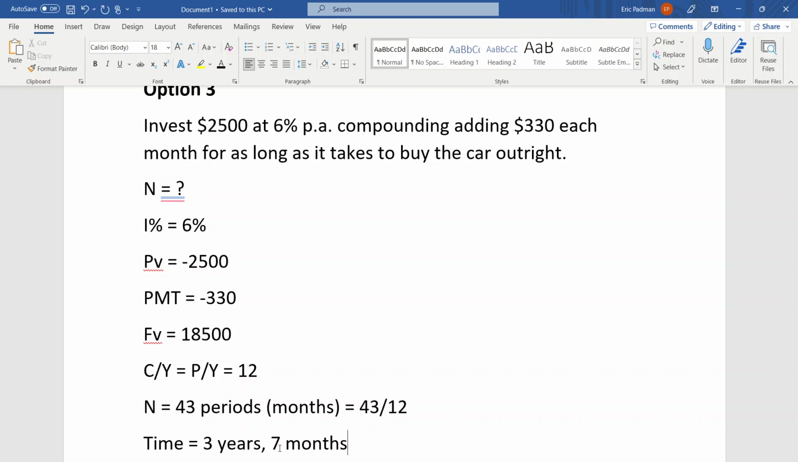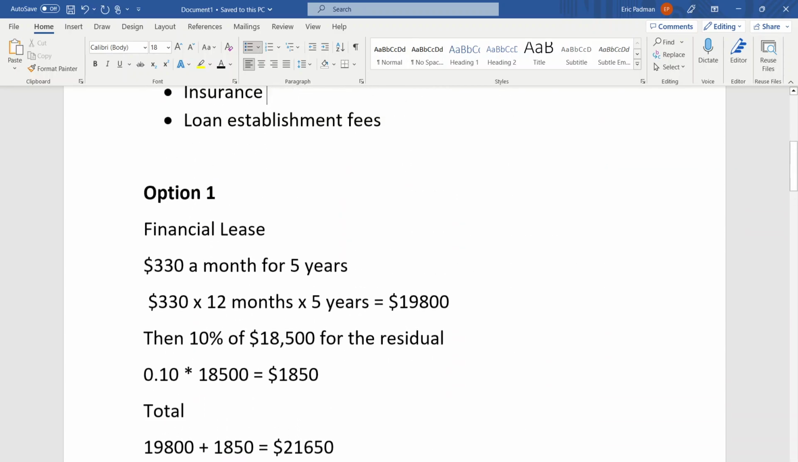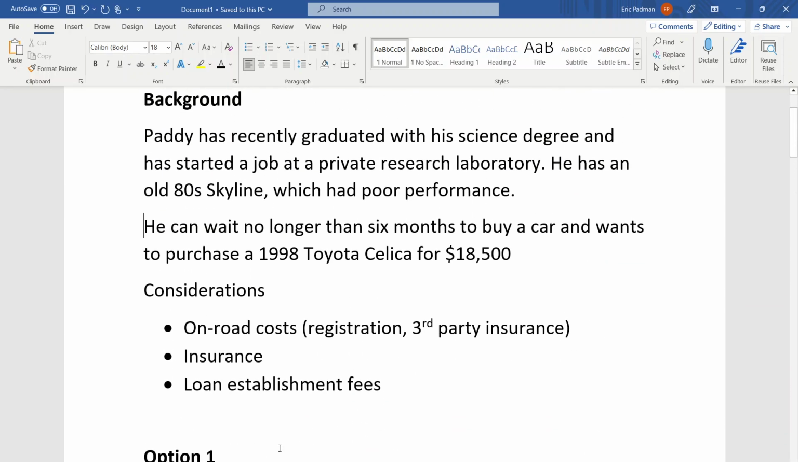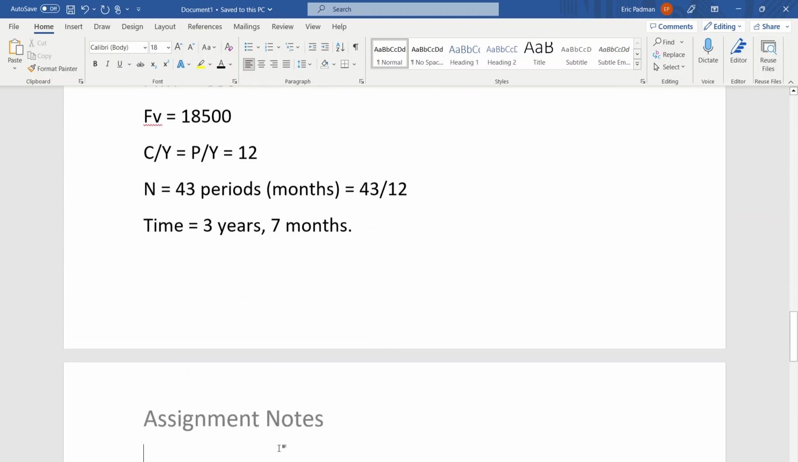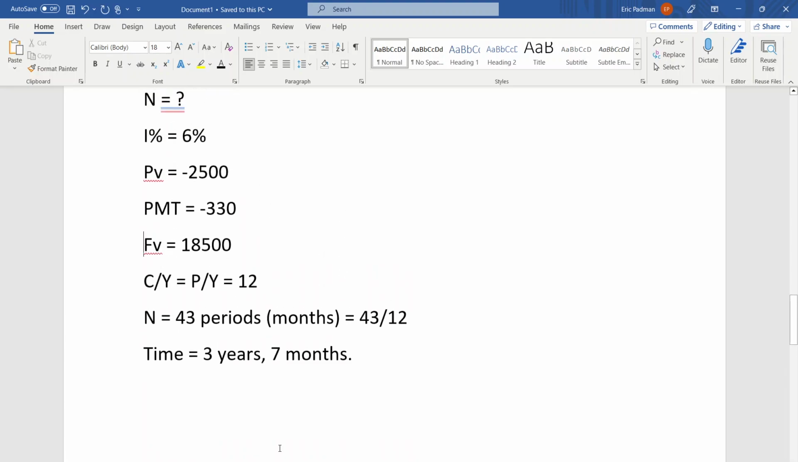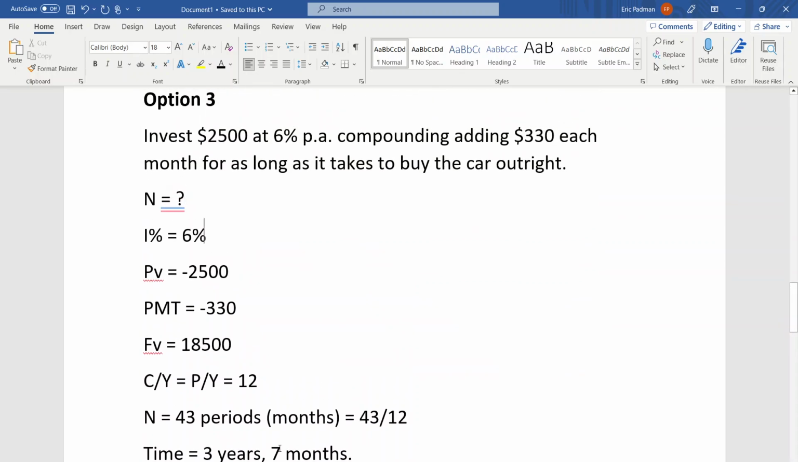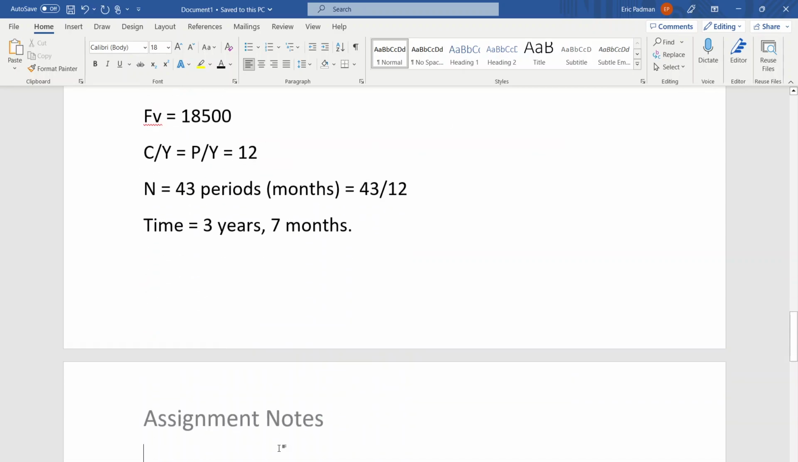Now that is, for my particular narrative, unacceptable because my Skyline isn't going to last for another 6 months, let alone 3.5. So yeah, that's going to take too long. That's nice because it's the cheapest option. I'm not paying any interest, and chances are my dream car might get a little bit cheaper if I find a better option. But there you go.